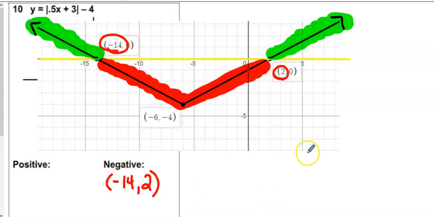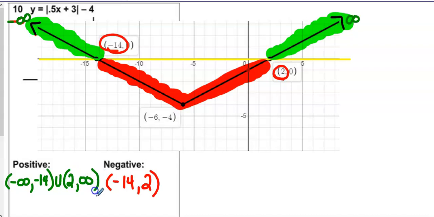The intervals where it's positive, if I go from left to right, starts at -infinity to -14. So that's one of them. And then it also goes from 2 to +infinity. So I would use my U symbol, 2 to infinity. So I can squeeze that in there.